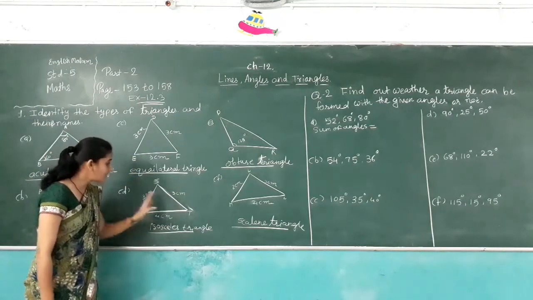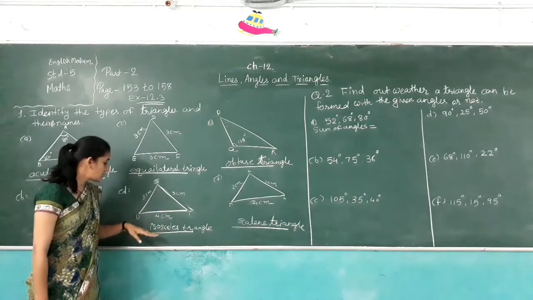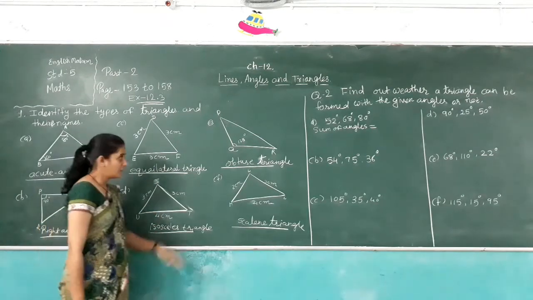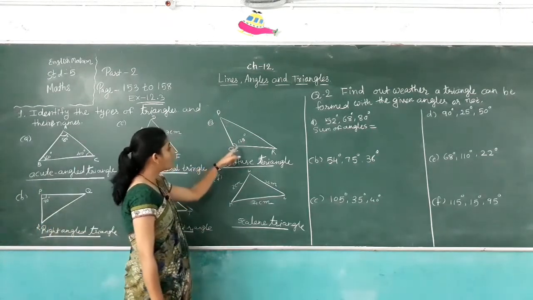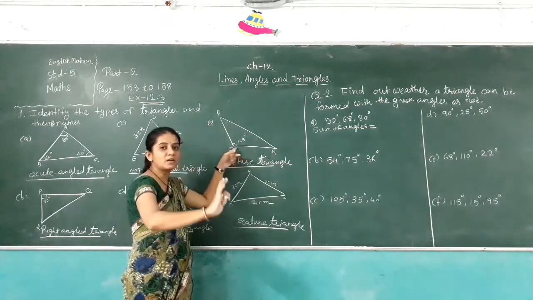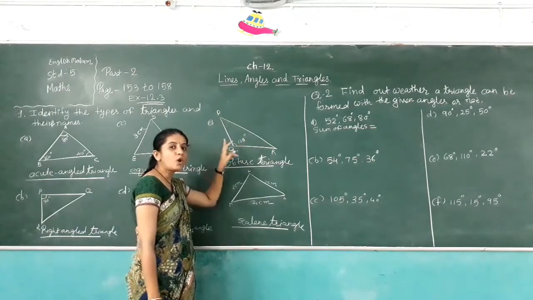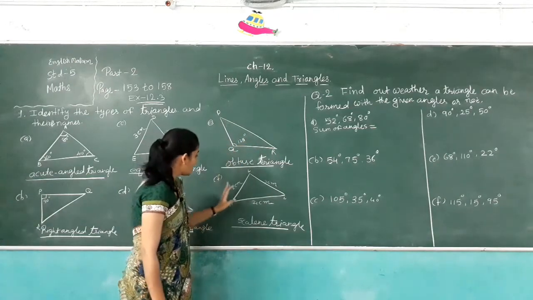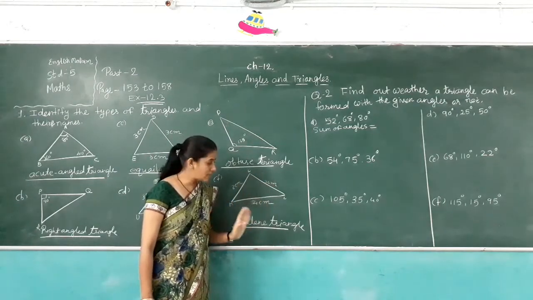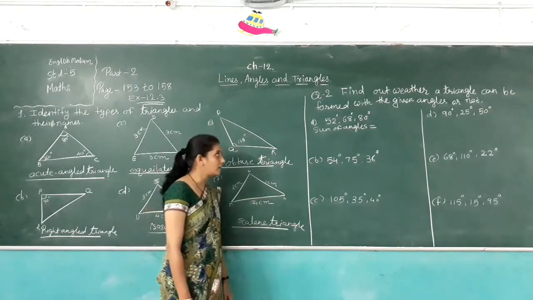Here two sides are the same and one side is different. So this triangle is called an isosceles triangle. And here angle O's measurement is more than 90 but less than 180, so here 125. This triangle is called an obtuse angle triangle. Here all sides' measurements are different. This triangle you call a scalene triangle.